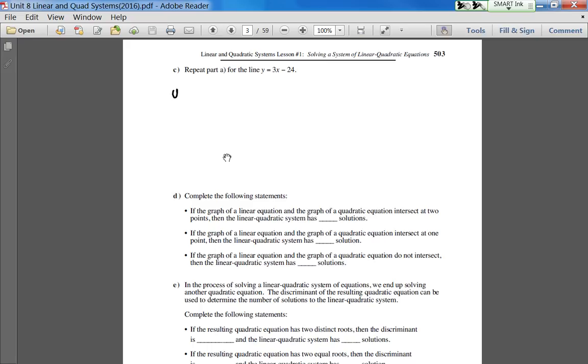Okay, so we're going to repeat part A for this one. Can somebody help me out? What was the first quadratic? Y equals x squared minus x minus 12. OK, and then we're going to repeat this with 3x minus 24. So same story. This equals y, so they must equal each other.